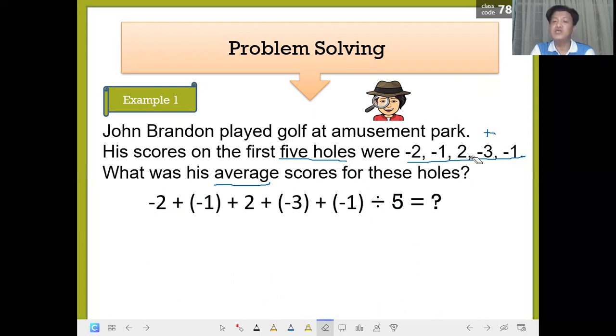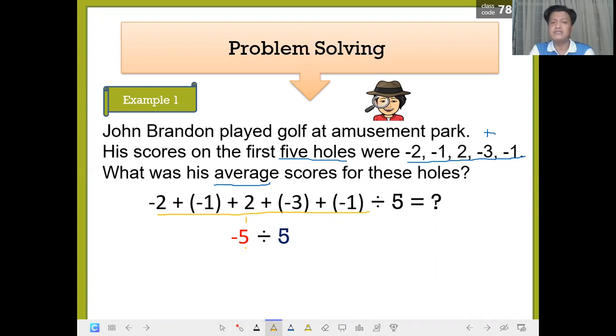Kasi 5 lahat yung nandyan na score is equal to how many or what is the average. Okay, meaning to say, kapag sinimplify natin itong 5 score, pag inadd natin to, that is negative 5. Okay, so negative 5 yun. Then bring down natin yung divide by 5.